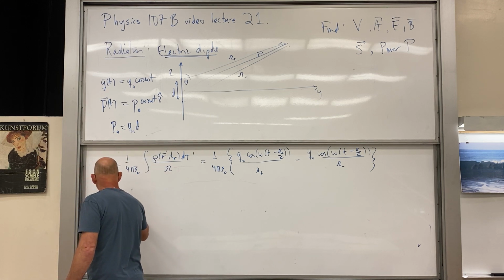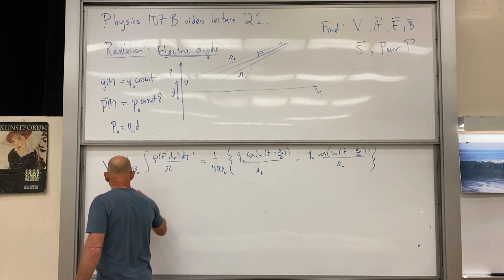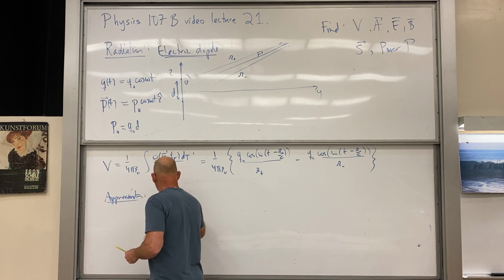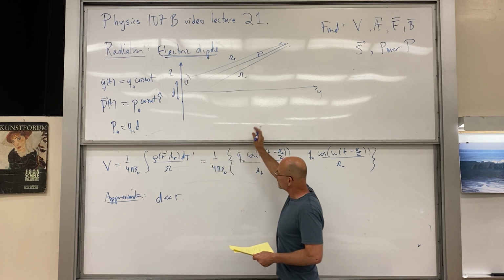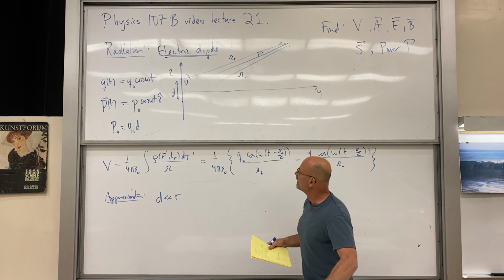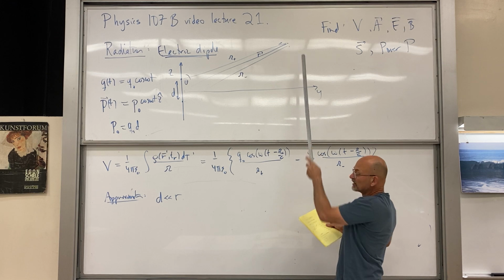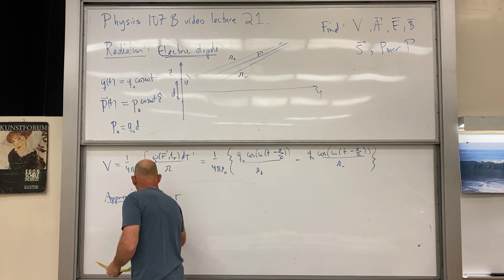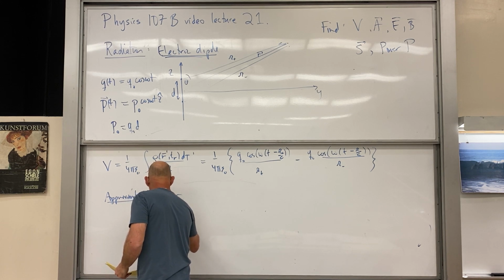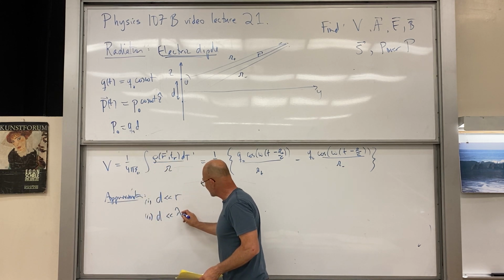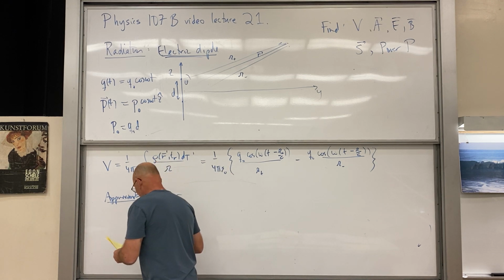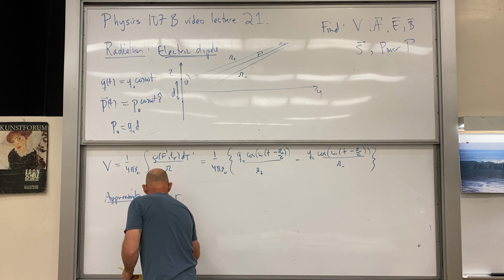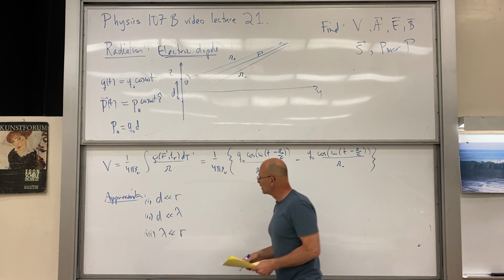Approximations were going to be, and this is already implicit in the construction, that d is of course much less than the distance we're away from there, but also that d is much less than any wavelength that's being emitted, and the wavelength is much less than r. So we'll make use of all of those.